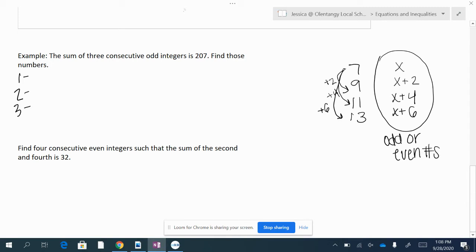And it's the same, like I said, for even numbers. If I have 4, 6, 8, 10, from 4 to 6, I would add 2. From 4 to 8, I would add 4. From 4 to 10, I would add 6. So this is the pattern that you're following for odd or even. So 3 consecutive odd numbers would be x, x plus 2, and x plus 4. And the sum means addition, so we will be adding.